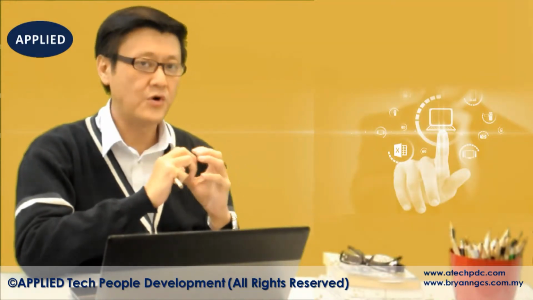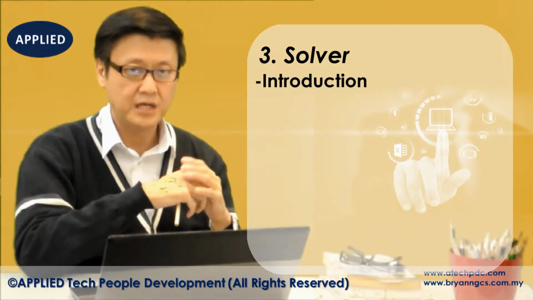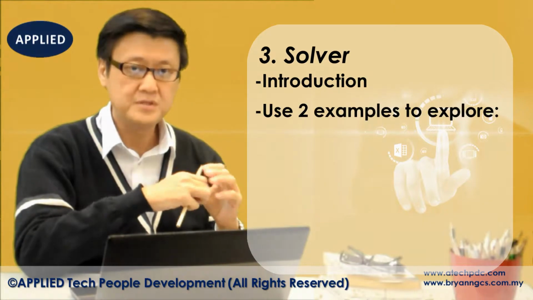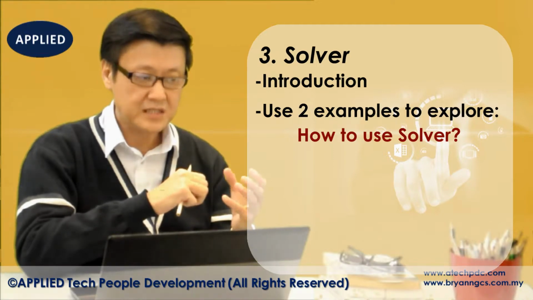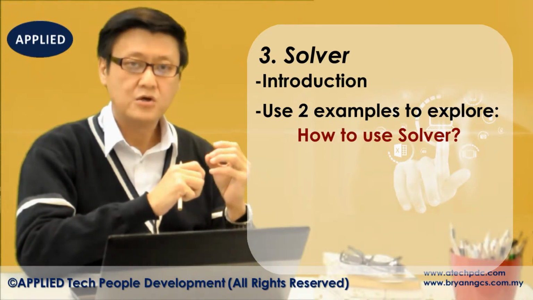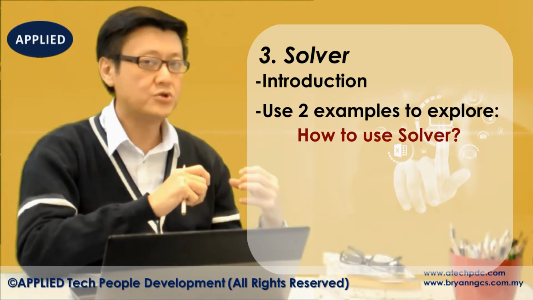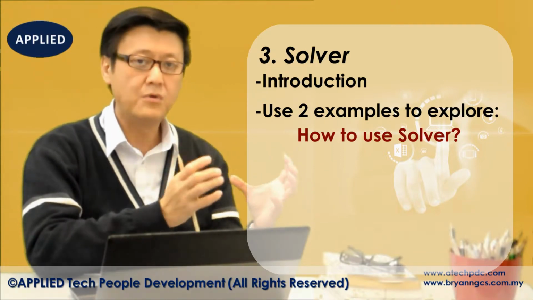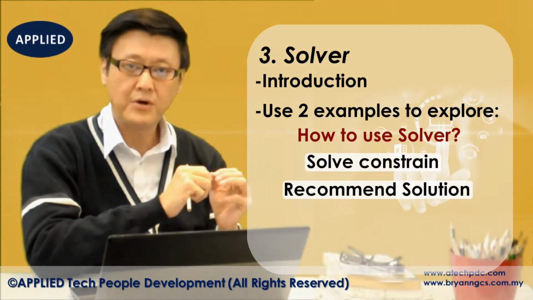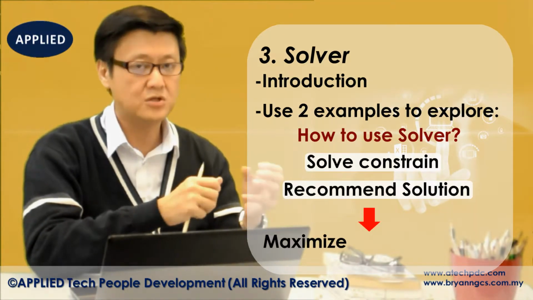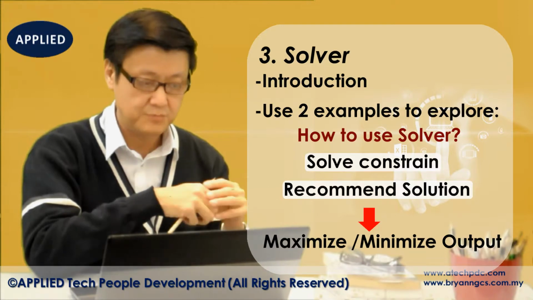There's one more module called solver. We will go into an introduction of solver because solver is quite elaborate. We will spend some time using 2 examples to explore how we can use solver to help us. Basically, what is solver? Solver means if I have more than one constraint, or if I want to maximize or minimize something but I'm having constraints, how do I use Excel to build a model to factor in all those constraints and get Excel to recommend the optimum point to maximize or minimize certain outputs that I want? That's called solver. You will have a feel of how to do it in this program.